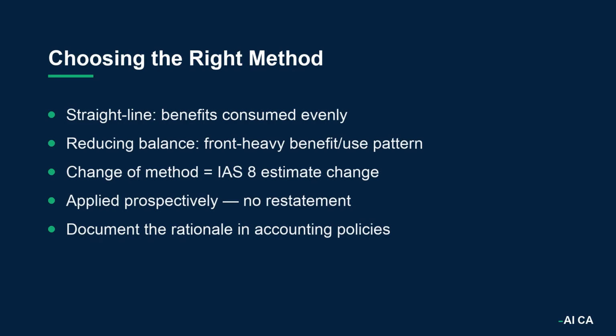Straight line fits assets where economic benefits are consumed evenly over time. Think office furniture, buildings, or software licenses. Reducing balance suits assets where the majority of economic utility is delivered early, with higher maintenance costs in later years offsetting the lower depreciation charge. Classic examples are vehicles, certain plant and technology equipment. IAS 16 does not rank the methods. It requires professional judgment anchored to the consumption pattern. Changing the method is a change in accounting estimate under IAS 8 applied prospectively, not a restatement.